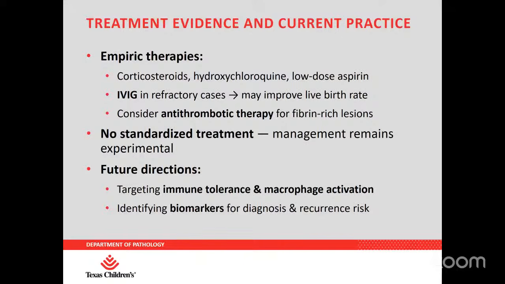So whilst CHI is distinctive histologically, it's also one of the most challenging placental lesions clinically, with these high rates of loss, growth restriction, and recurrence. The real difficulty comes when we move from trying to recognise it to managing it. There's still no standardised or proven therapy, and most treatment remains empirical. Some improvement has been reported with corticosteroids, hydroxychloroquine, or low-dose aspirin, and IVIG may be helpful in recurrent or refractory cases, though the evidence is fairly limited.